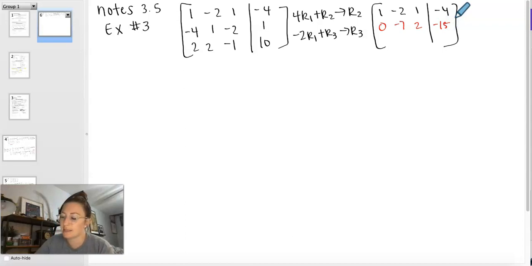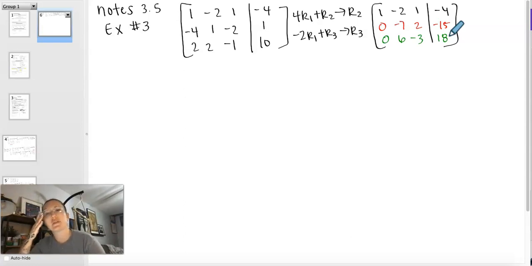All right, next I'm going to take that top row, multiply it by negative 2, add it to the bottom row. So I'm going to get negative 2 plus 2 is 0. This is going to give me a positive 4 plus 2 is 6. This is going to give me a negative 2, negative 1 is negative 3. And this will give me a positive 8 plus 10 is 18. Perfect. Okay, so next move, we have to be a little smart about this.